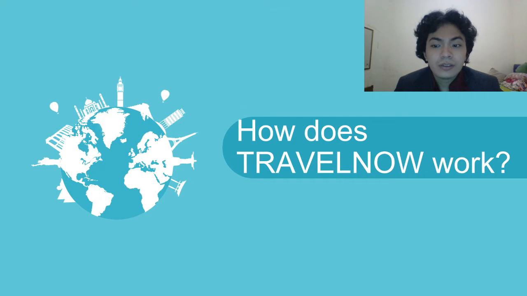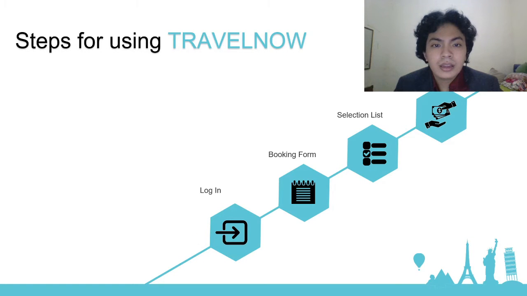How does TravelNow work? This is the step of using TravelNow. The first one, you have to log in as a user, so all the payment and all the booking records will be recorded in your account. And then the booking form. In the booking form we have to fill the input. So the website will generate the hotel that fits you the most.